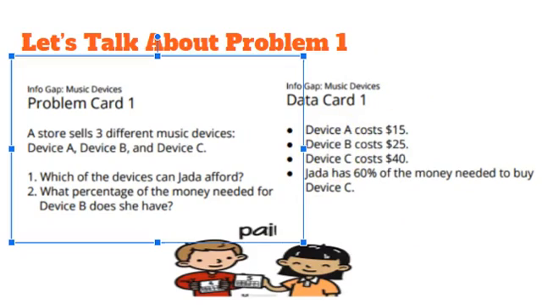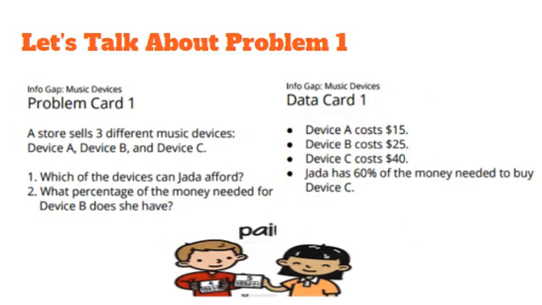So, what do we got going on? Well, which device can Jada afford? We have to figure out 60%, right? 60% of C.